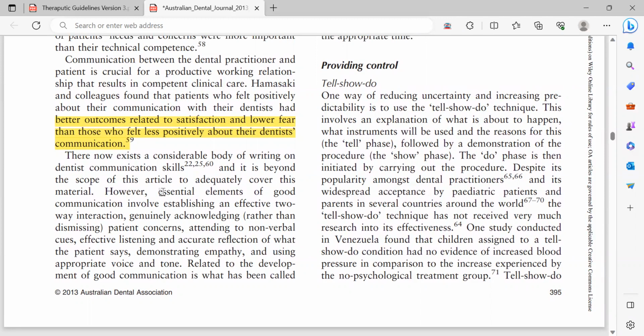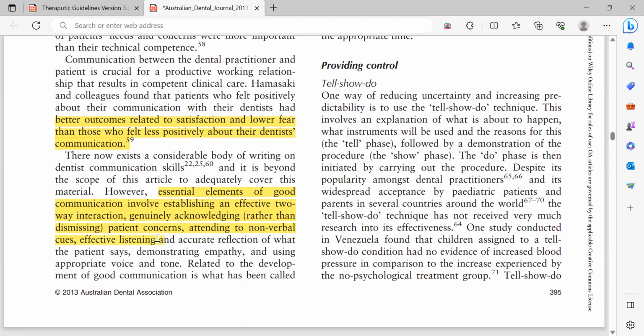So essential elements of good communication would involve establishing an effective two-way interaction. You are not the only person who just throws your knowledge at the patient. You also need to listen and emphasize what the patient really likes to hear from you, and genuinely acknowledge rather than dismiss. If the patient asks you something, you cannot say, okay, I'll come to that later. You need to acknowledge that point with him, and you also need to address the patient's concern, attending to non-verbal cues. So even if your patient is looking here and there, and he's not actively listening to you, then also you need to ask him what is actually happening. Is he fearful of the appointment? What's going on in his mind?